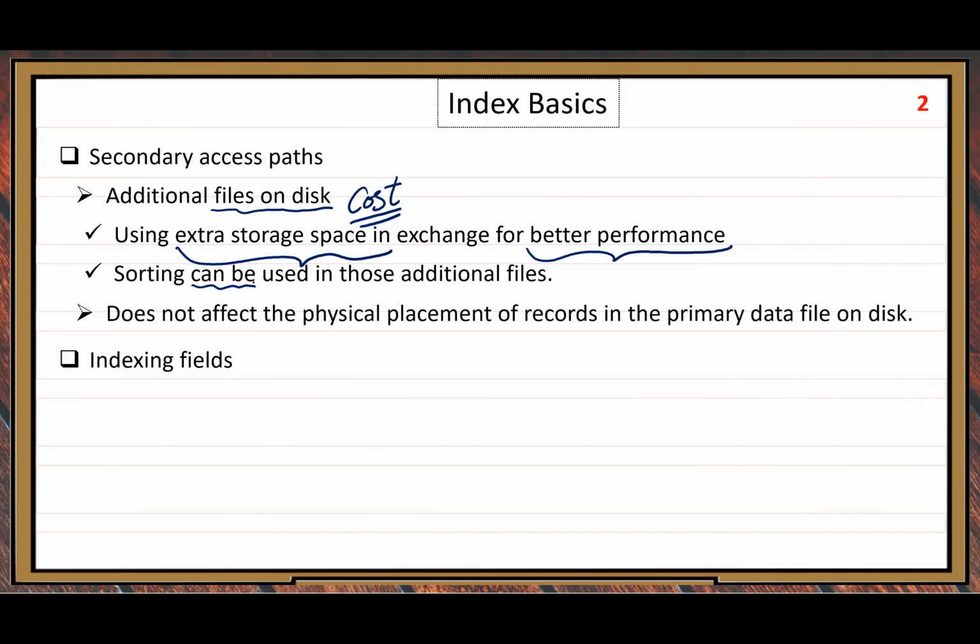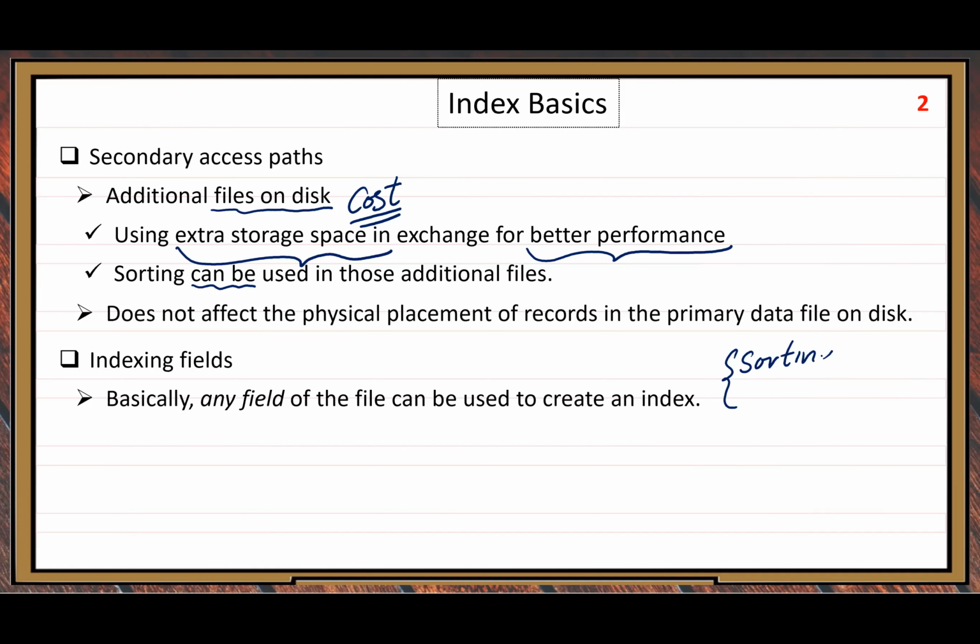Indexing fields. Basically, any field of the file can be used to create an index. If you like, any field you can use to create an index. But the way to create could be different. Sometimes you use sorting, sometimes you use hashing. If you cannot use sorting, you can use hashing. So here, we just put these two ways to create indexes, sorting or hashing.